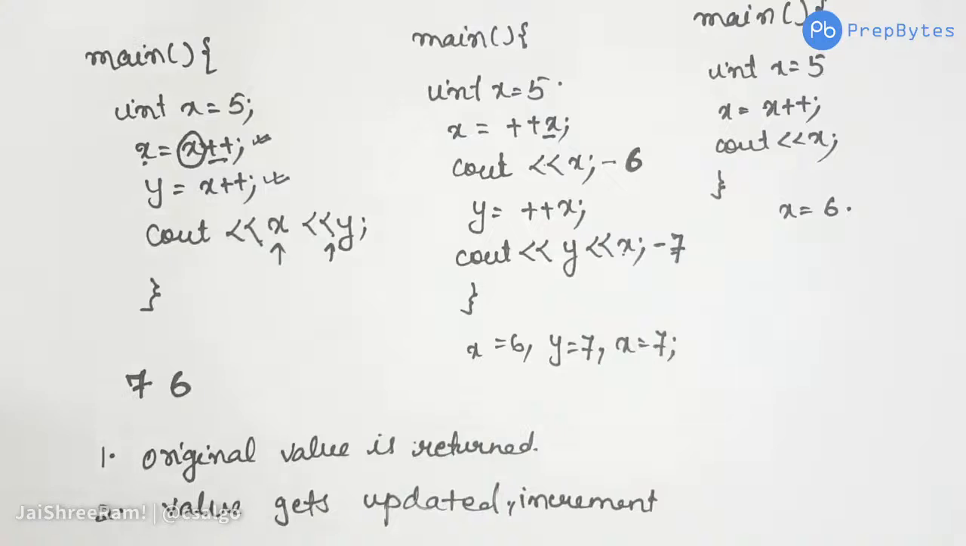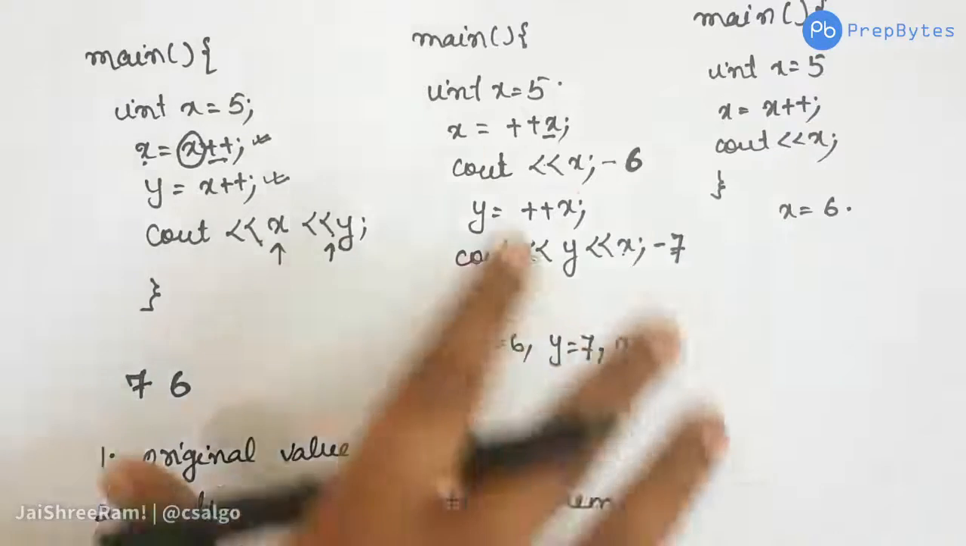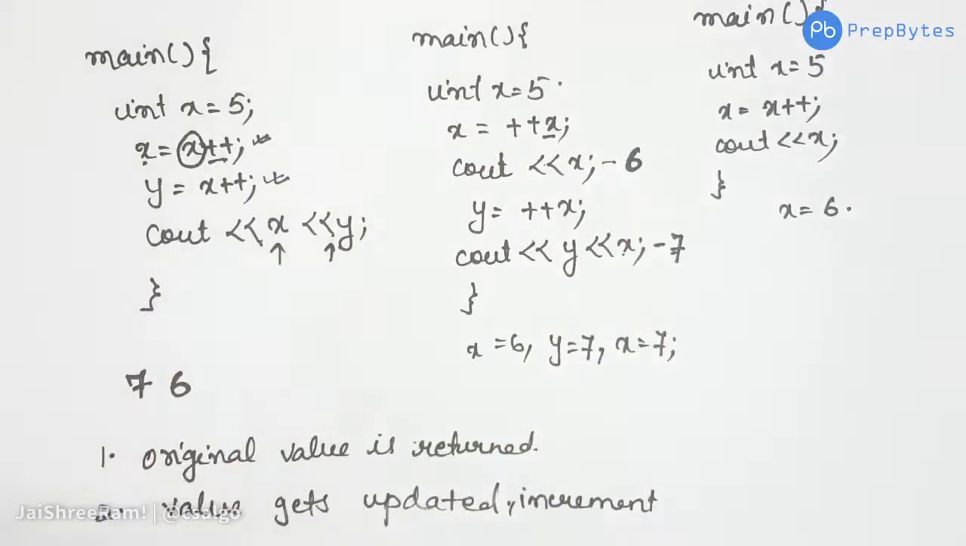Decrement, postfix and prefix will have the same concept. It's just that there it's not getting incremented, it's getting decremented. So here we're trying to understand postfix and prefix increment. First the original value is returned and then the value gets updated, or the increment operation occurs. In case of prefix, first the value gets updated and then whatever value is updated gets returned.